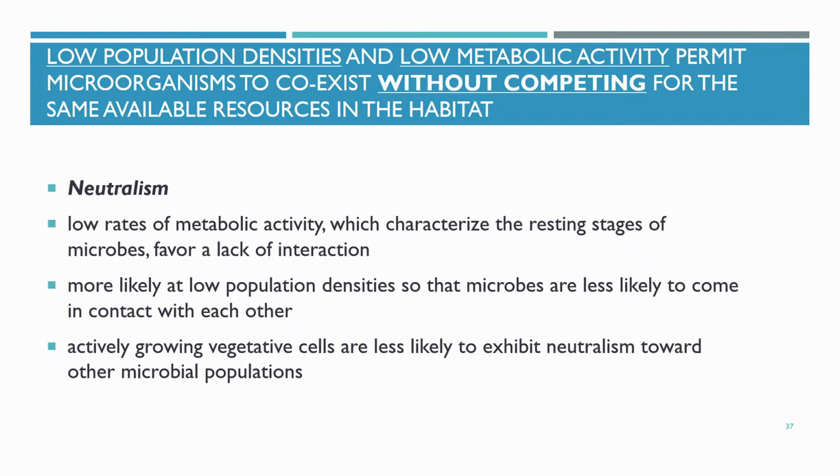That's called neutralism. Basically, low metabolic rates of activity characterize this resting stage of microbes, so they favor a lack of interaction. They kind of just don't really want to bother the other person. By being at very low population densities, they're less likely to come in contact with each other. And then actively growing vegetative cells are less likely to exhibit neutralism towards other microbial populations because they're vegetative.